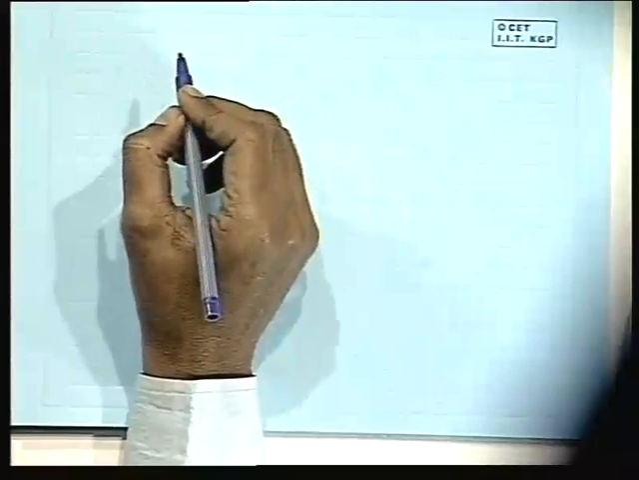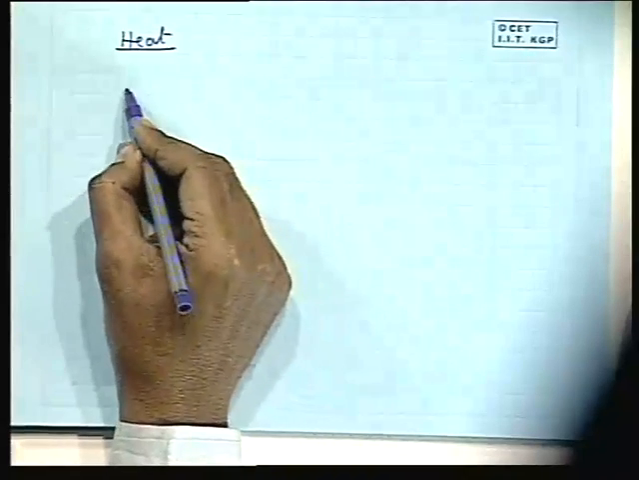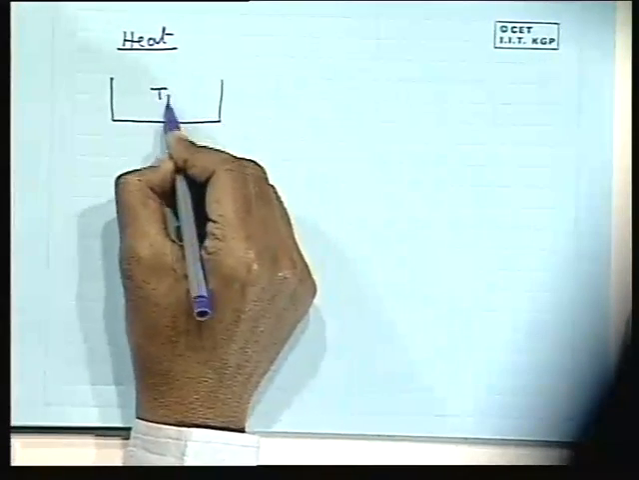Now let us first find out heat, heat in transit. Now let us consider that heat is available from a temperature reservoir T1.